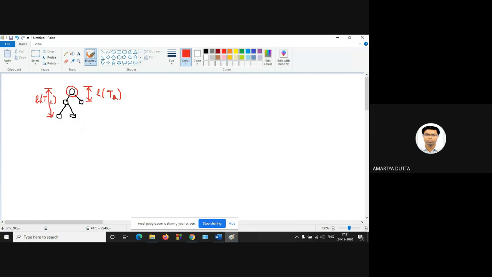Now, for the last node, this is the leaf node. Its left subtree height is 0 and its right subtree height is 0. So HTL minus HTR for this particular node is 0. So the balance factor of this node is 0. Similarly, the balance factor of this leaf is 0.